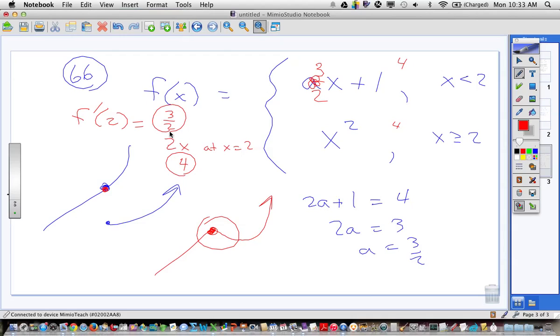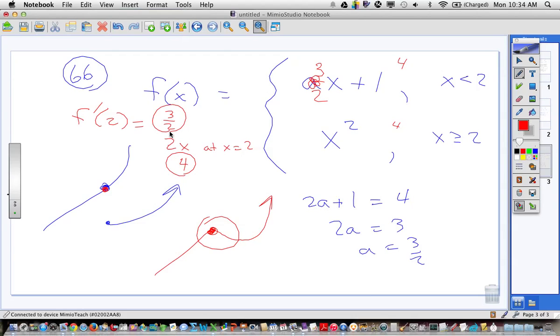So for the function to be continuous, there can't be a break. So that means the y values have to be the same at 2. For the derivative to exist, the slopes have to be the same at 2, which means you need f prime. So you do the derivative of each one, and the slopes have to be the same at that point. That's what will make it smooth. If the slope is 3/2 when it comes in, and it's 3/2 when it leaves, you're going to get a nice smooth transition. If the slope is not the same from coming in to leaving, you're going to get a sharp change. And that's going to be undefined slope. Slope doesn't exist. So that's how we would answer 66.